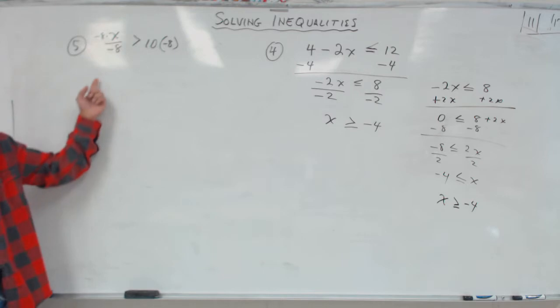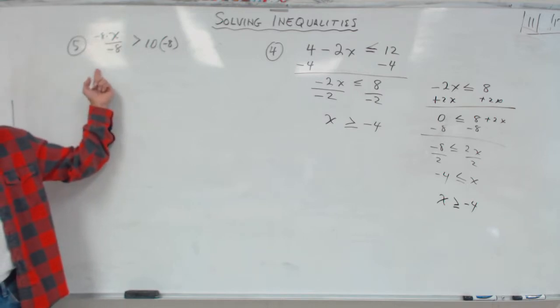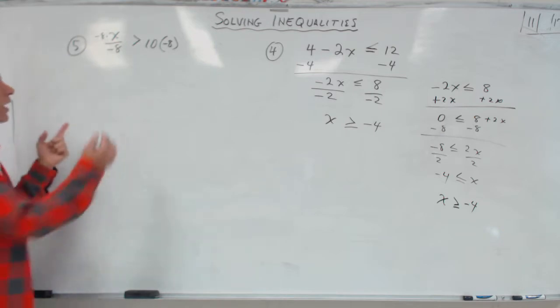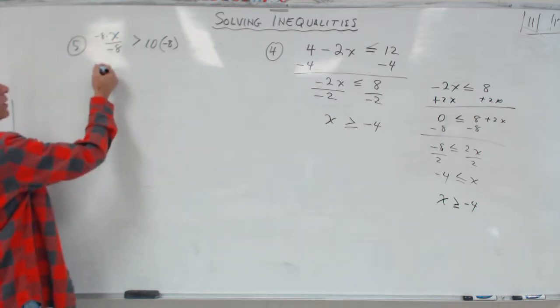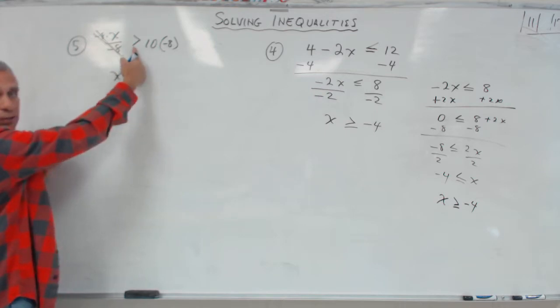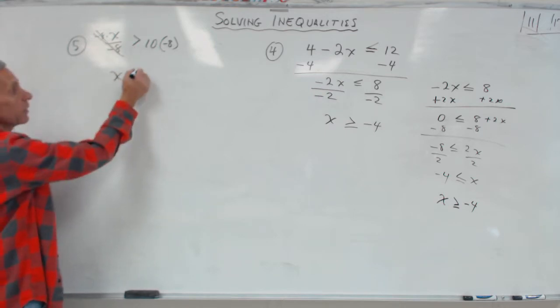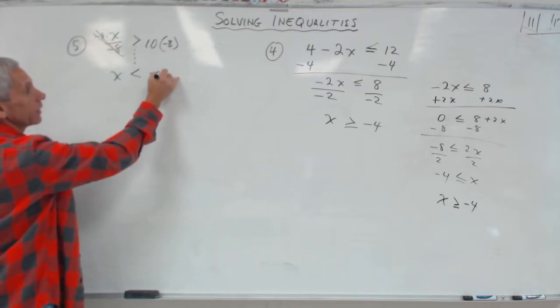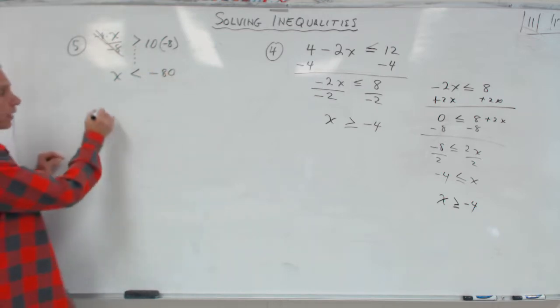Now, what am I doing? You're multiplying everything by a negative number. I'm multiplying everything by a negative number, so I have to flip this inequality sign. So the negative 8s cross out. That gives me x, but no longer is it greater than. x is now less than. This has to flip. Negative 80, right? And then I graph it.